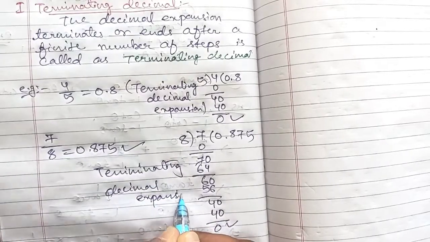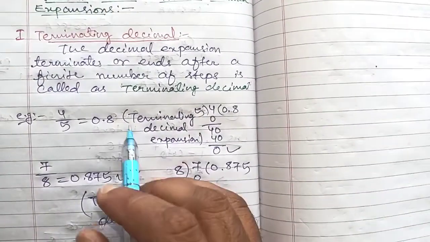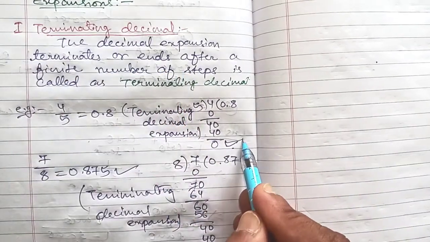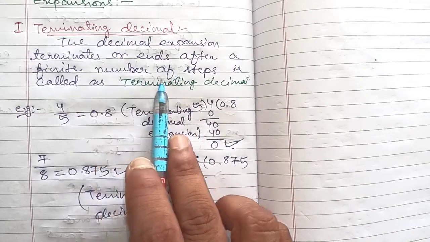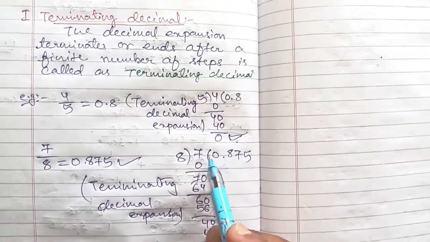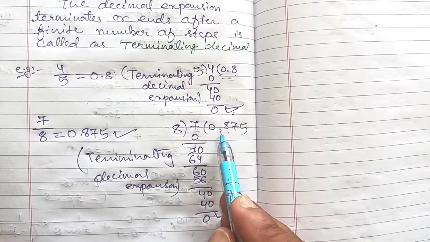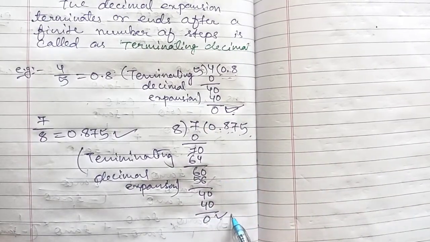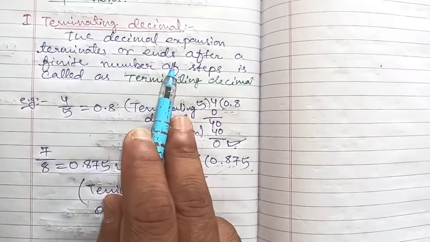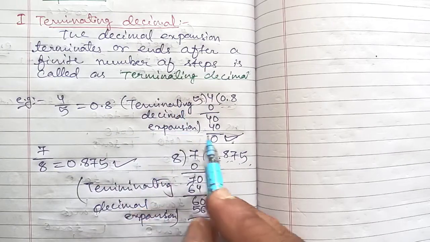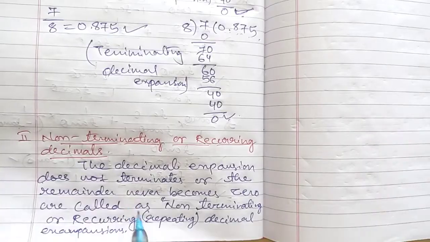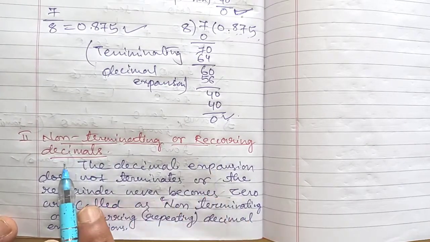That means the definition says that the decimal expansion terminates. Terminates means it ends after a finite number of steps. We have gone for 2 steps and we got the remainder 0. Here I tried 3 steps, and I got the remainder 0. So these types of decimal expansions are called terminating decimal expansions, where the decimal terminates or the remainder becomes 0.